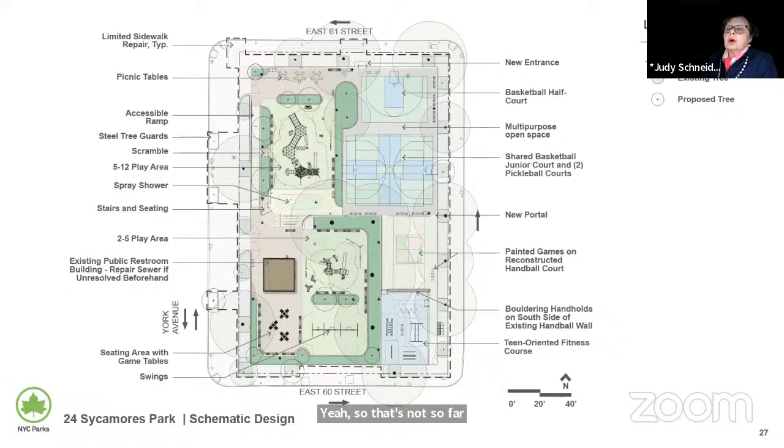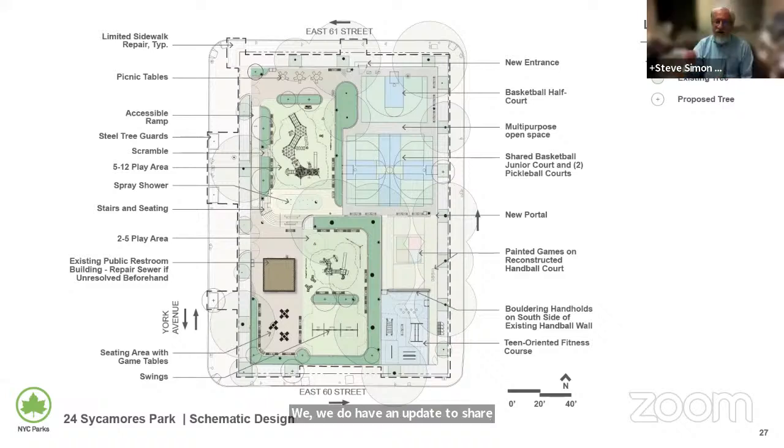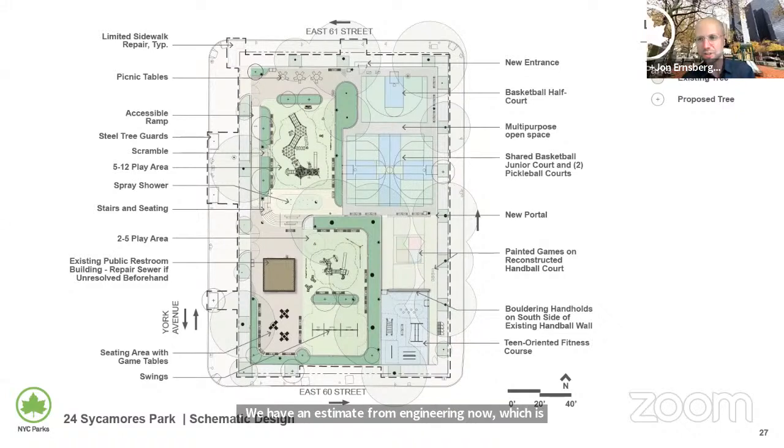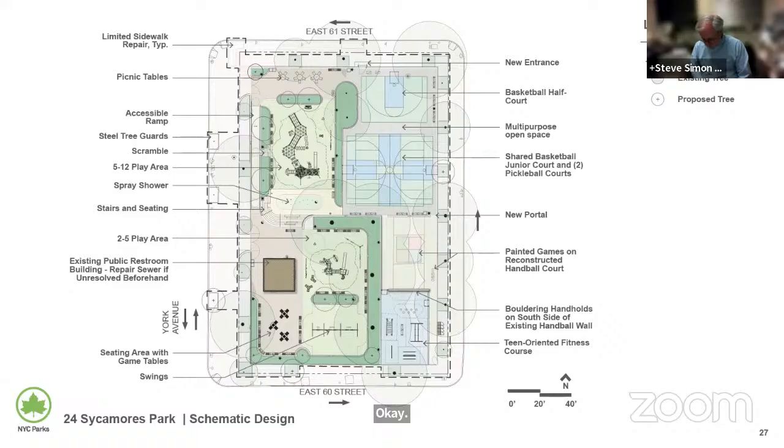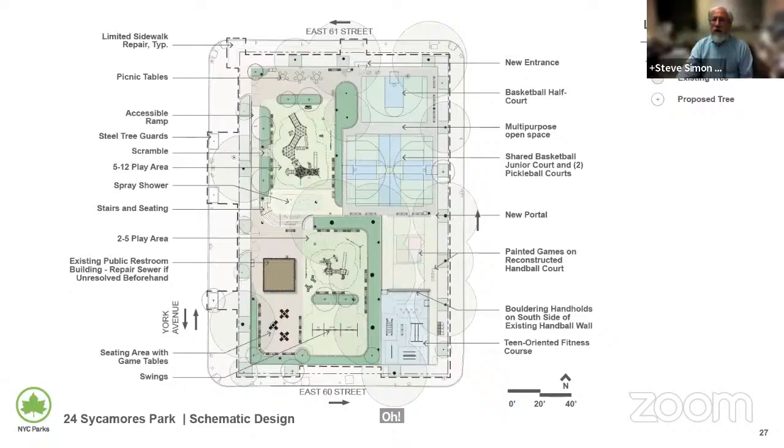Steve, where are we on the park house and fixing the men's and ladies' rooms facilities? Maybe Rachel or I should comment on that. It's actually at Capitol. We do have an update to share. We have an estimate from engineering now, which is progress. You need to have that in order to get anywhere. So we've got a much better idea what the solution entails. So we're taking it from there. Progress has been made. We haven't yet determined the mechanism by which to perform the repair, but we have a lot more than we did last time we spoke.